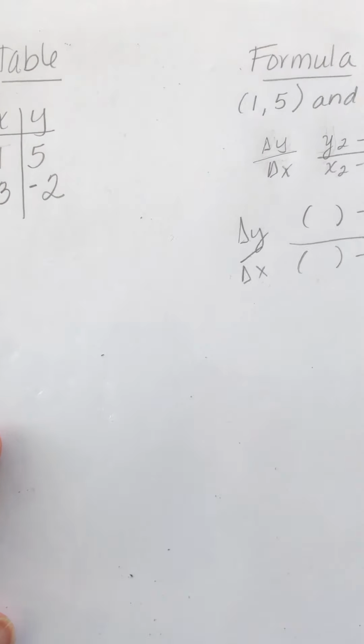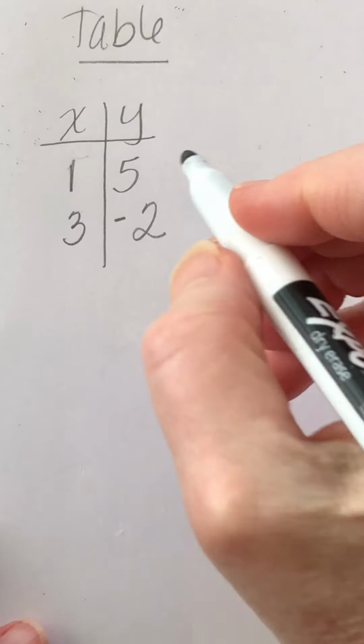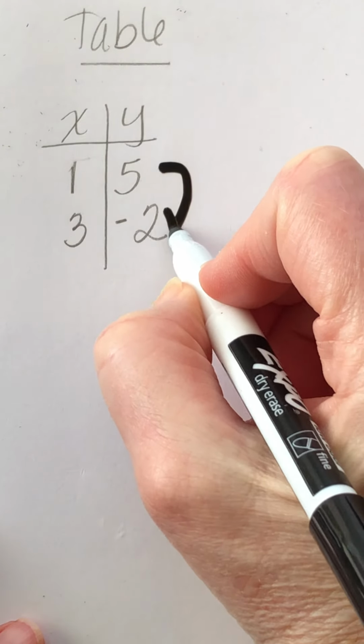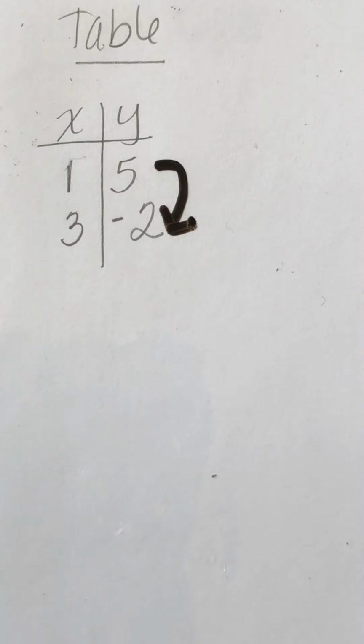So let's zoom in on my table. To travel from 5 to negative 2, I really have to think about it. Now, I think a lot of kids are going to get tripped up and say they're going to add 3 or take away 3 or something like that. They're going to take 5 minus 2 and say the distance is 3. But the distance between 5 and negative 2 is not 3.